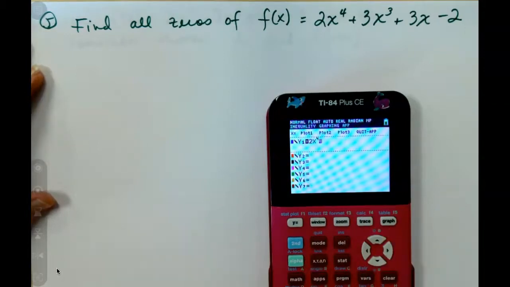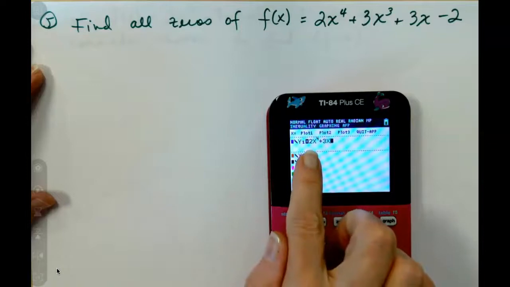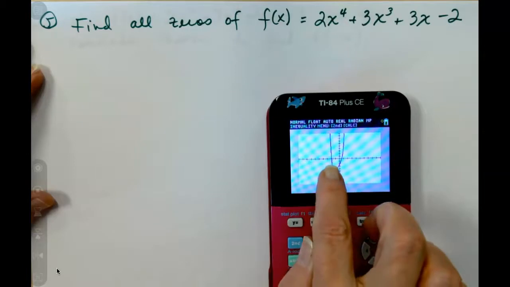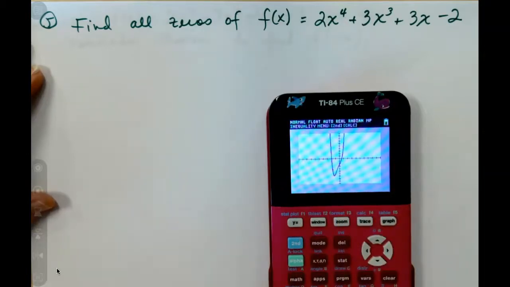Be sure your calculator is charged. Be sure you know how to enter in a function properly. So 2x to the 4th plus 3x raised to the 3rd plus 3x minus 2. So here's our function, and when we graph it, hopefully we're going to see some zeros. Yep, I see 2. I see one at -2, and it looks like there's another one at 1/2.